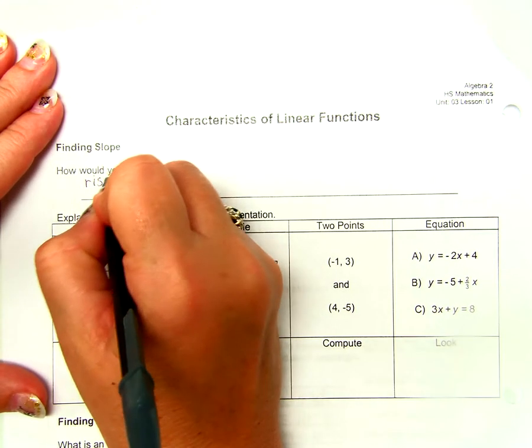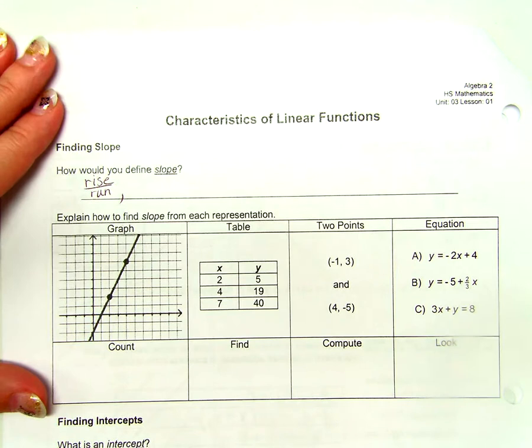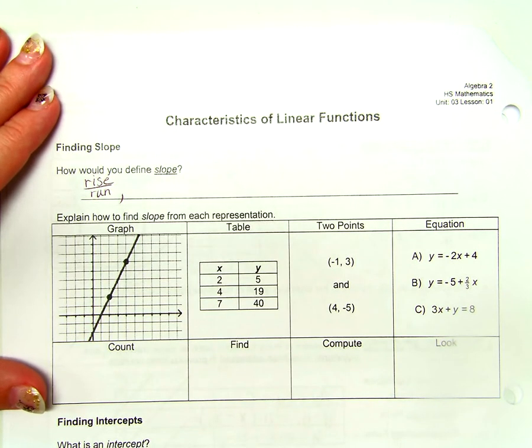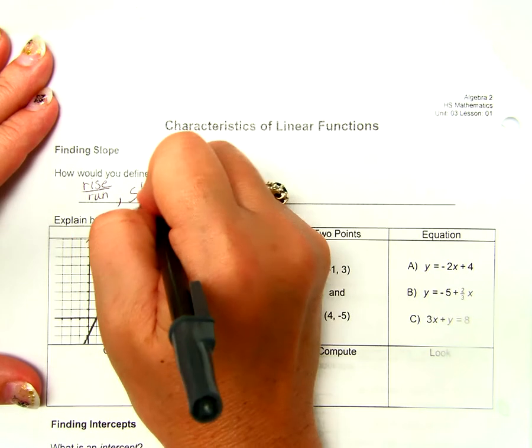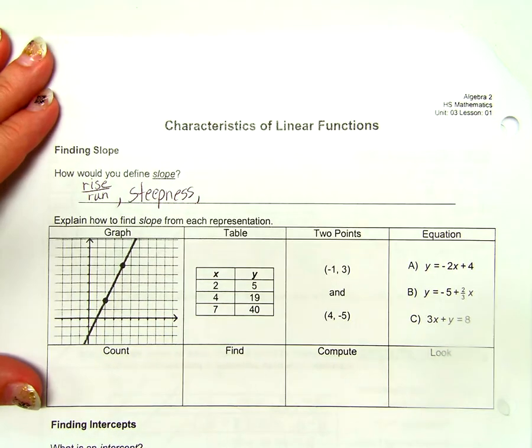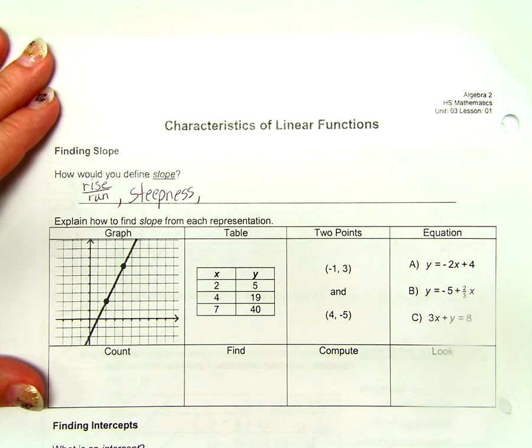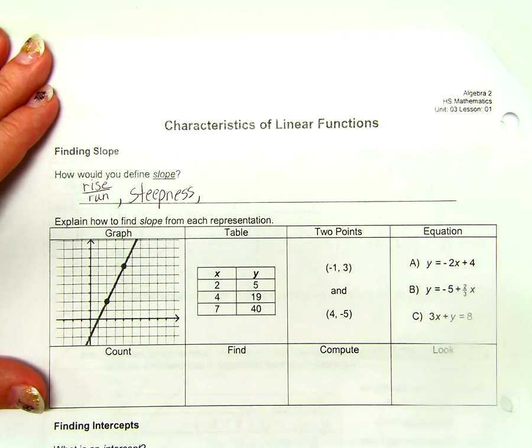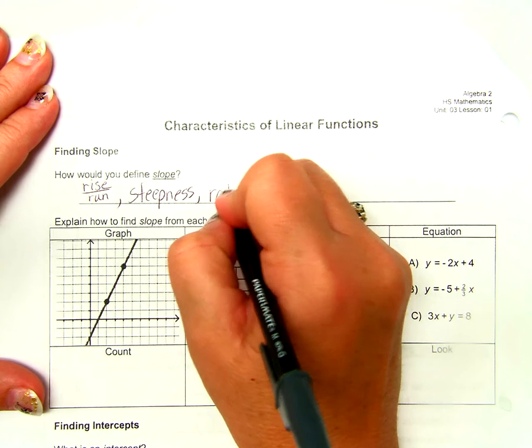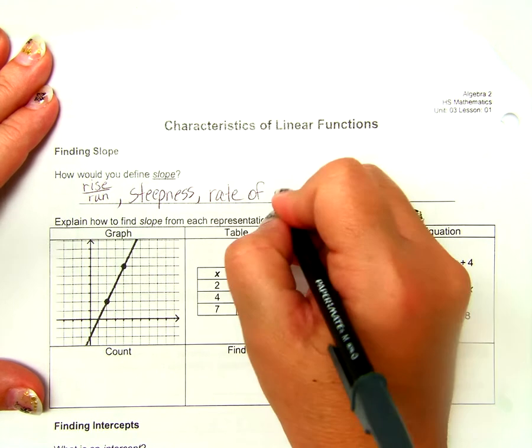Rise over run. We've said that before in here even, haven't we? So it's steepness. Okay, so steepness. For the record, I want you to have at least 3 more. And I'll help you out in case you need help. What about this? Rate of change. Very good.